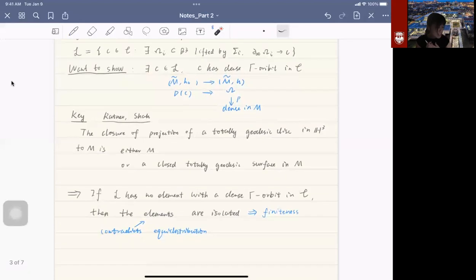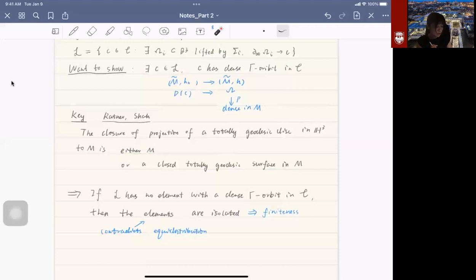Okay, and to say that the K-lemma is due to Ratner and Shar, they said that the closure of projections of a total geodesic disk in H3 to M is either equal to the whole manifold M, or it is a closed geodesic surface in M. And if the first one is true, then we're done.